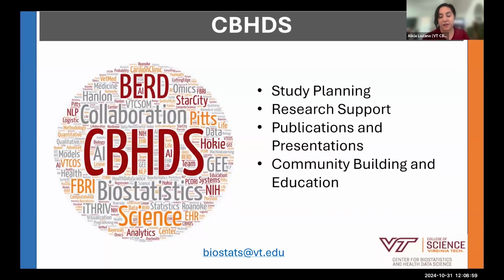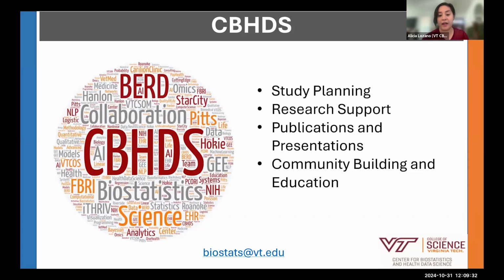Our CBHDS team has grown to anywhere between 15 to 20 team members, consisting of biostatisticians, bioinformaticians, epidemiologists, programmers, data scientists, as well as undergraduate and graduate student interns. So our numbers do tend to fluctuate depending on the number of projects and grant funding that we have. Our center was founded in 2019, so we are a young center. I wouldn't say we're new, we're young.